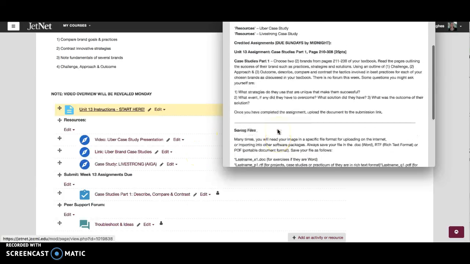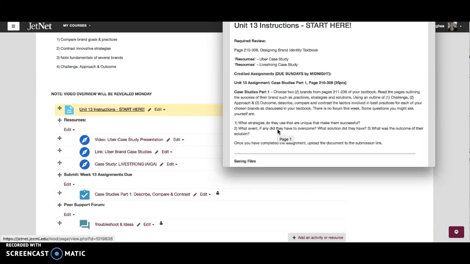The requirement for this week is to choose two brands from your text, and then I will update the pages here. I noticed they're off from over here just because this is the older version. Read the pages, and then you want to review their practices, and then you want to use an outline: 1, challenge; 2, approach; and 3, outcome. Describe, compare, and contrast the tactics involved and best practices for each of your brands as it's reviewed in the textbook.